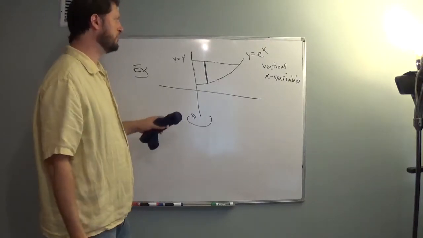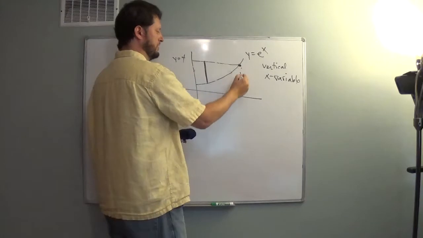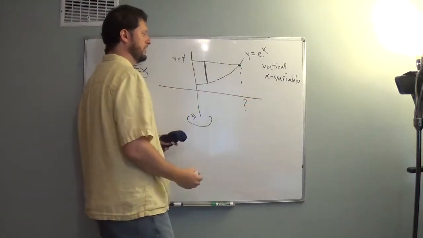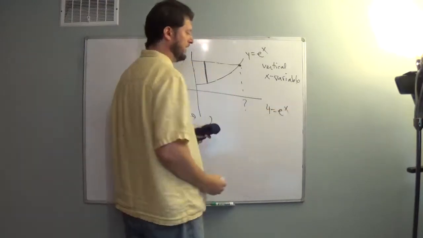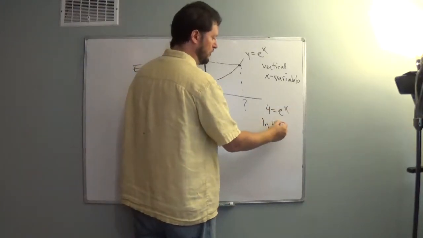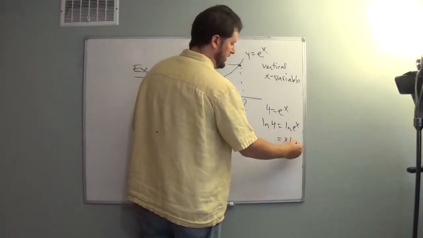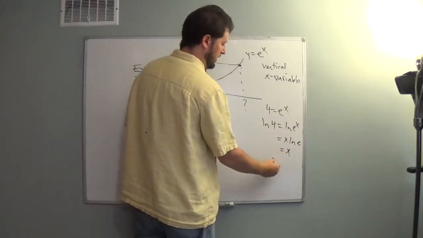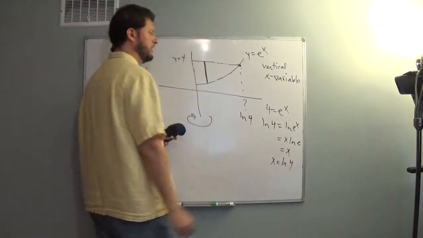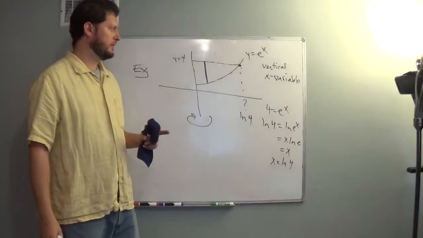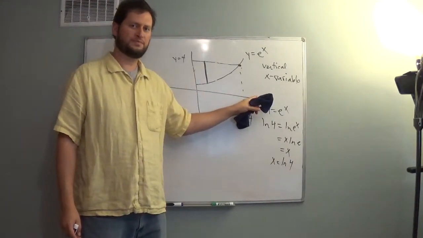Which does mean that we need to do one thing here. If x is the variable, I need to know what this point is. If y is 4, that means that 4 is equal to e to the x, which means that ln 4 is equal to ln of e to the x, which is x ln e, which is x. So x is equal to ln 4. So this is ln 4. So my limits will be x equals 0 to x equals ln 4.